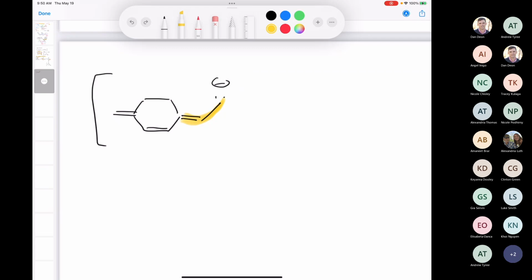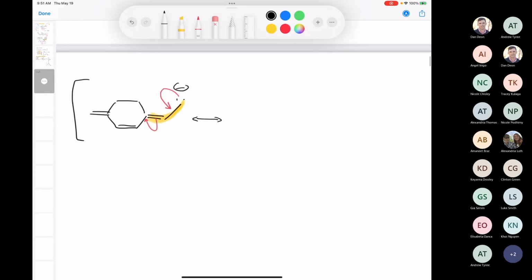So we have an allylic lone pair. What are we going to do? We're going to take the pair of electrons from the carbanion. We're going to make a new pi bond like this, and then we're going to break the pi bond, and we're going to put the pair of electrons on this carbon that's part of the allylic system. Okay, and then we draw a resonance arrow, which is a double-headed arrow, like this.